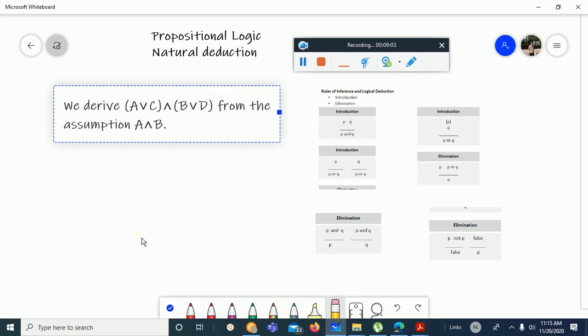Now here A, B, we have to look into the required results. Then we will deduce and we will use the assumptions according to the required results. So here we have A and B, and we will deduce A from it using AND elimination.